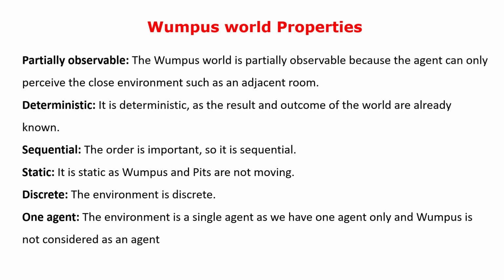Before that, there are some properties of the Wumpus World. Generally it is partially observable. Why? Because the agent can only perceive the close environment in the adjacent room. The agent doesn't know where the gold is, where the pit is, and where the breeze and stench are. It is deterministic, so the outcome of the world is already known.